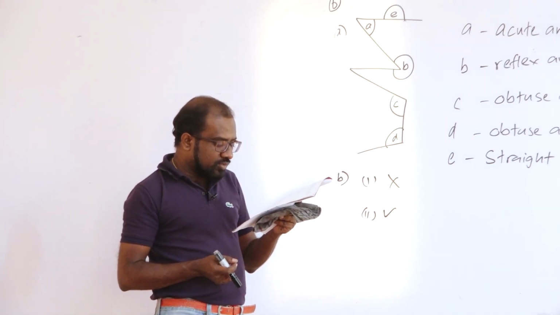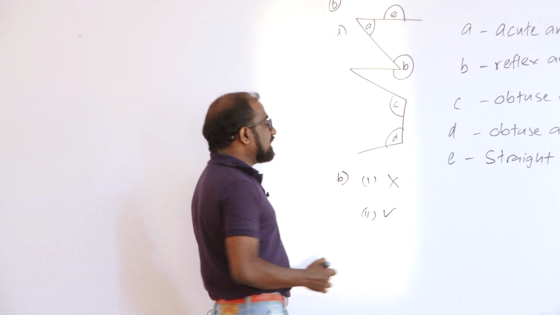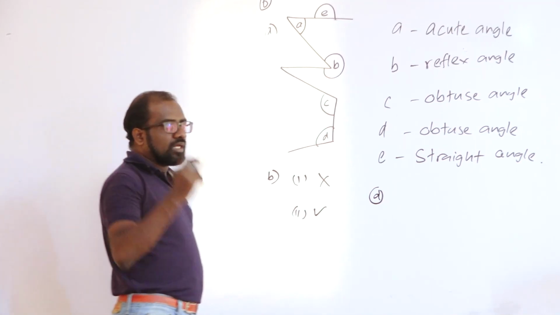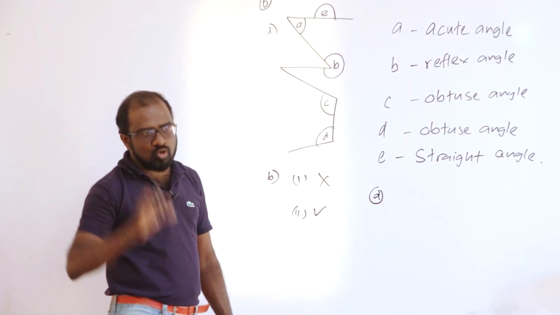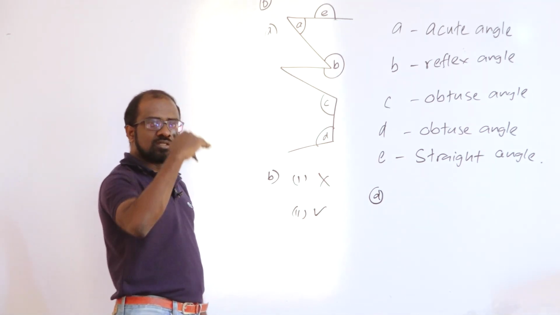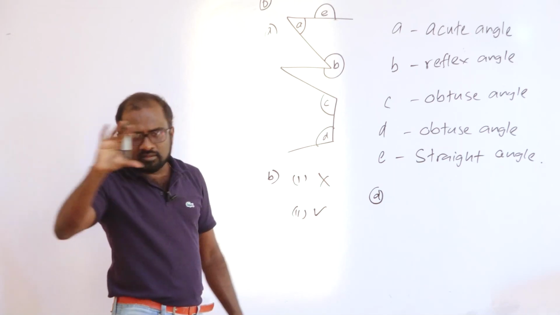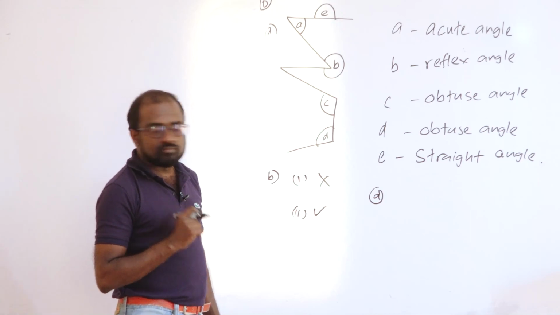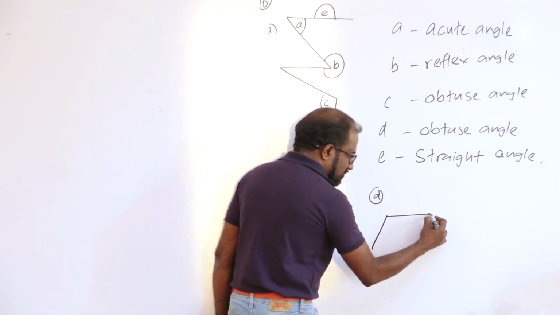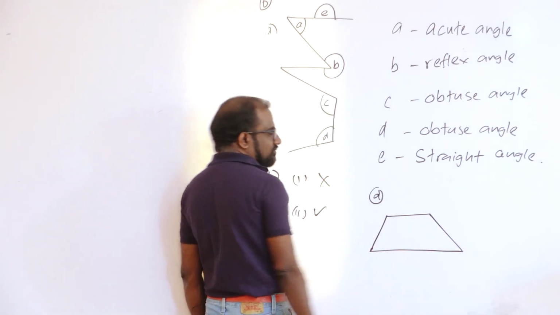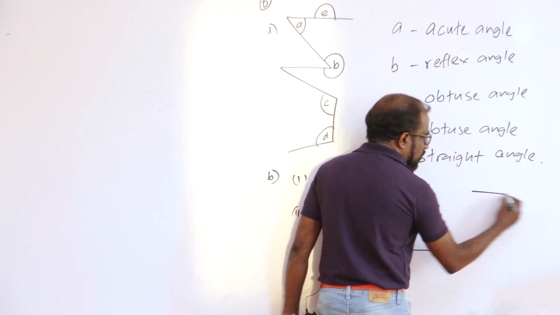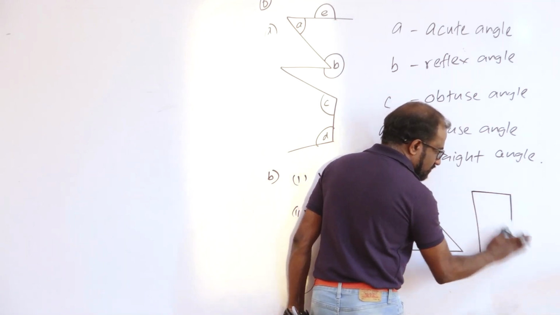Draw a rough diagram of a trapezium. What is a trapezium? The distance between 2 opposite sides is constant. It's a quadrilateral, so it must have four sides. Only between 2 opposite sides is the gap constant. We remember a trapezium looks like the roof of a house. Here is the trapezium. You can also draw it this way, leaning to this side.